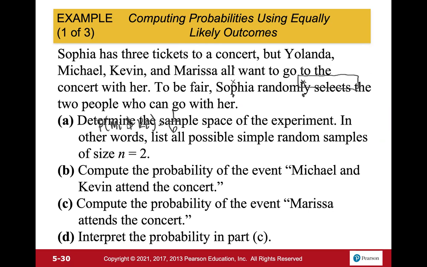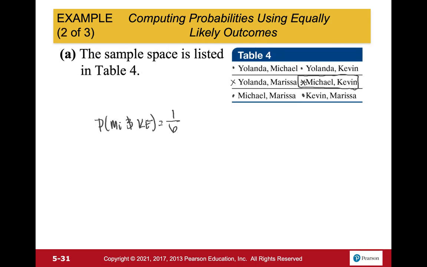Part C, compute the probability of the event Marissa attends the concert. So now we're looking at the probability of simply Marissa. There's only 1 R. So probability of Marissa. Is Marissa in this first one? No, so we don't have to count that one. Is Marissa in that second one? Yes, so we'll count that one. The third one here, yes. Second column, the first one, no, she's not there. Michael and Kevin, no. Kevin and Marissa, yes. So I see Marissa's name in 3 different places. So because of that, there's a 3 out of 6 chance that Marissa actually attends. So there we go.